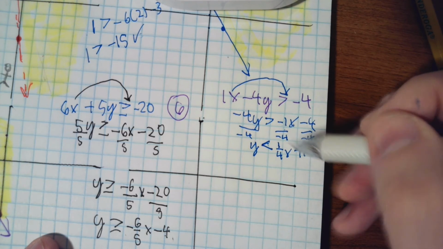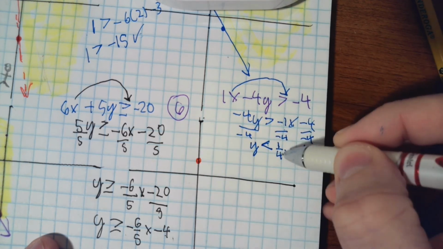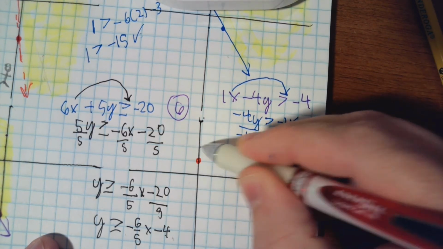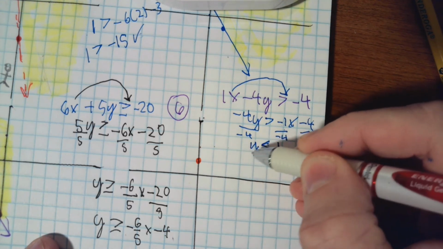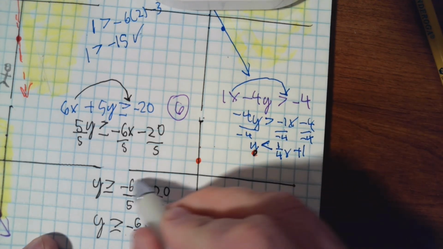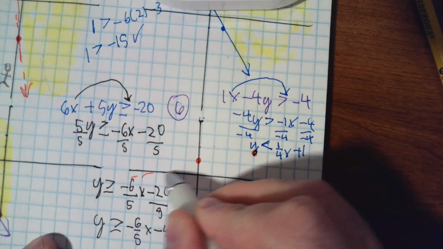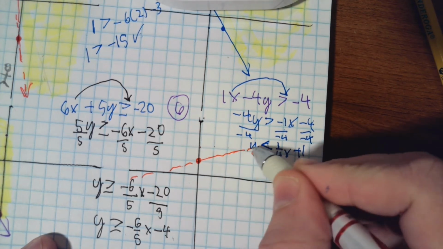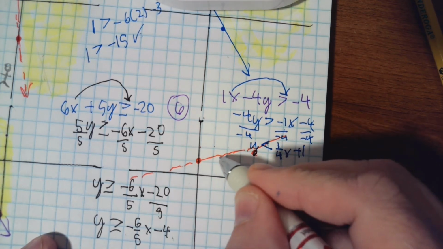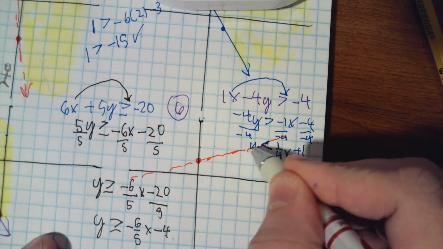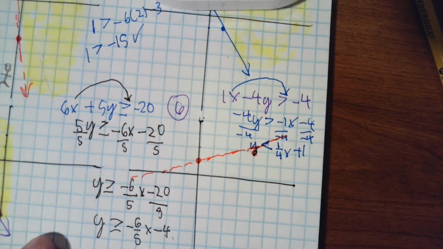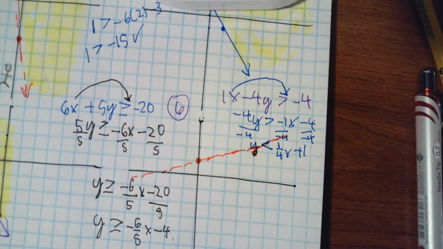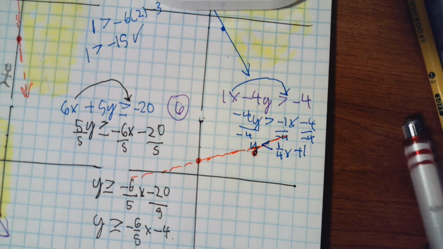Okay, start on 1. There it is. And up 1, right 4. 1, 2, 3, 4. Right there. Through my problem. And it is dotted. Okay, make sure it's dotted. Mine didn't do a great job dotting it. Okay, that means it's not included. And this is a less than because we flipped the sign.